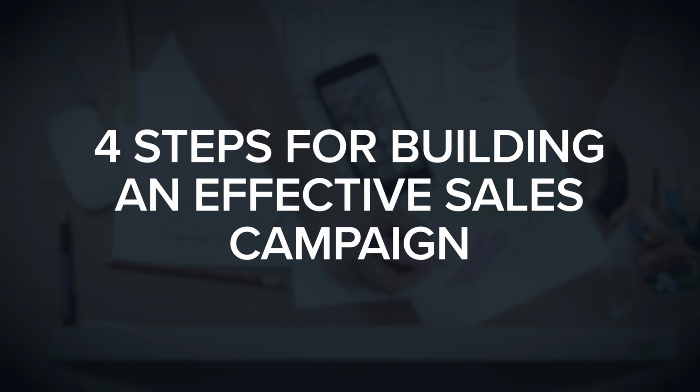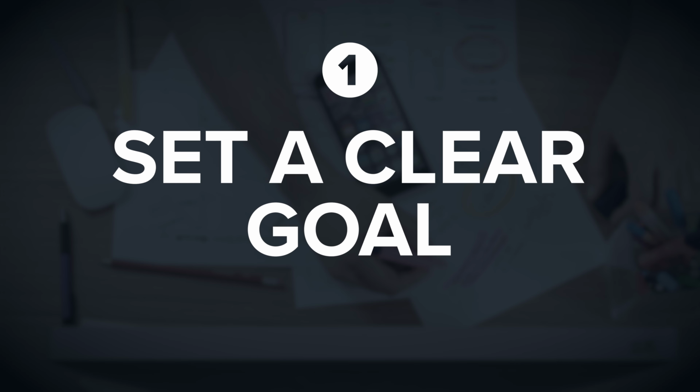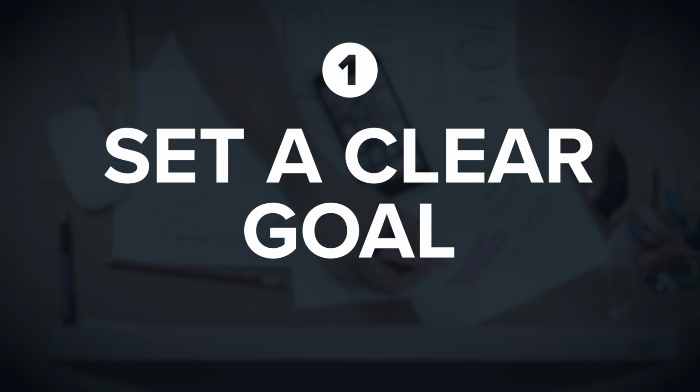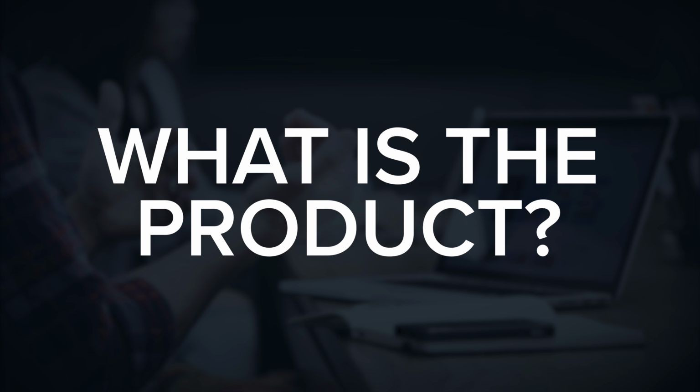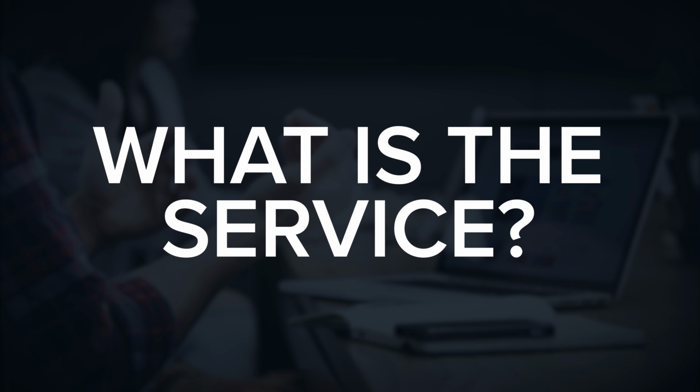So with that in mind, let's talk about the 4 steps for building an effective sales campaign. Step number 1, set a clear goal. Everything begins by identifying and clarifying the objective of your sales campaign. What is the product that you're trying to sell? What is the service that you're trying to promote?